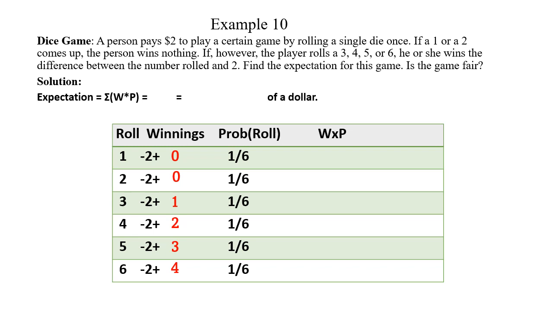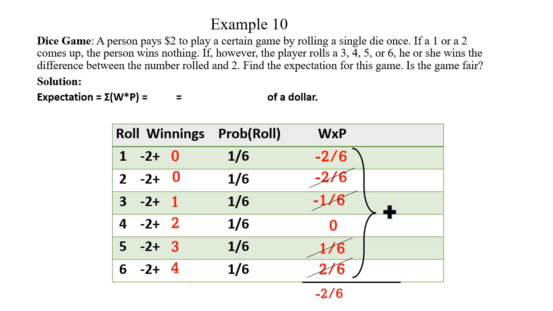Now we're going to multiply each winning by the probability. Then we're going to add them. Therefore, the expectation is negative 2 over 6 or negative 1 over 3. Now we lost because we got a negative expectation, so the game is not fair.